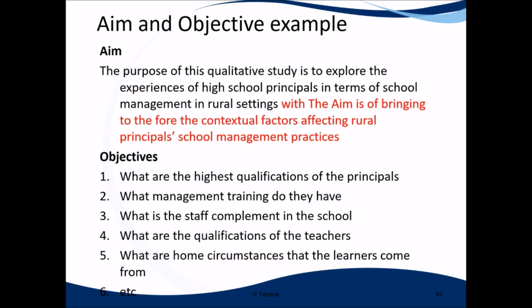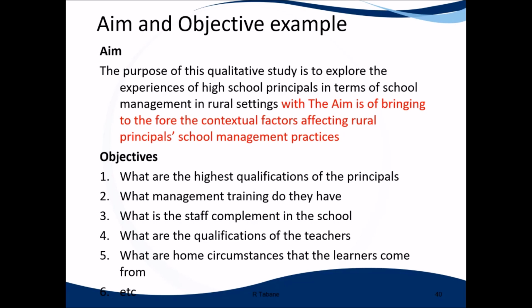Right? So remember that statement that you had: the purpose of my study is to do 1, 2, 3, 4, with the aim of bringing to the fore the contextual factors that affect those high school principals. Now, what are the objectives? How am I going to bring to the fore? So I might ask, what are the highest qualifications of the principals? Because if I know the highest qualifications, I now understand the way those principals do things. Now they help me to get to my aim, which helps me to answer my question. What are the high school principals' experiences? What is their management training? Because some principals don't have management training. And if I know whether they have any management training, now I can understand how and why they're doing things the way they're doing.